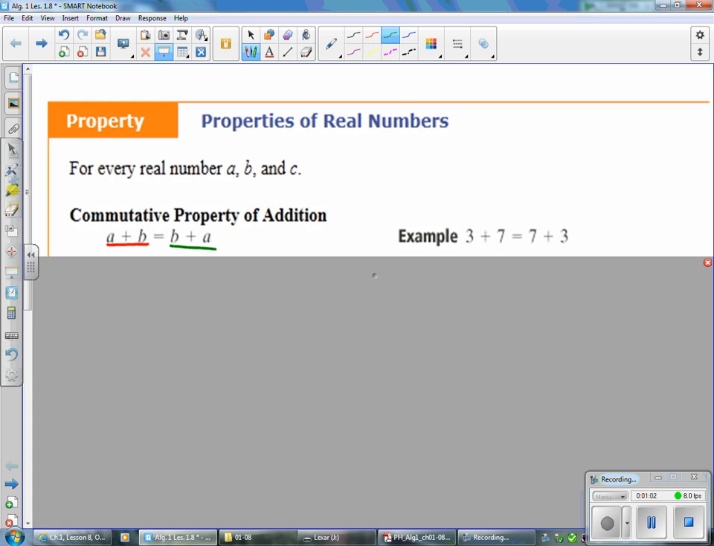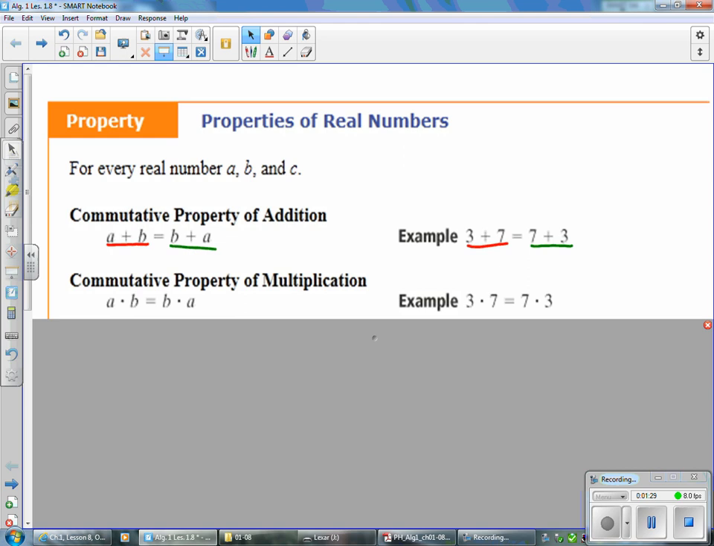So if I have 3 plus 7, 3 plus 7 equals 7 plus 3. It's the same thing. They both equal 10, so why can't I add in that order? Now subtraction, on the other hand, you can't do that. If I went 3 minus 7, that's going to be a negative 4, where 7 minus 3 is positive. So addition, you have the commutative property.